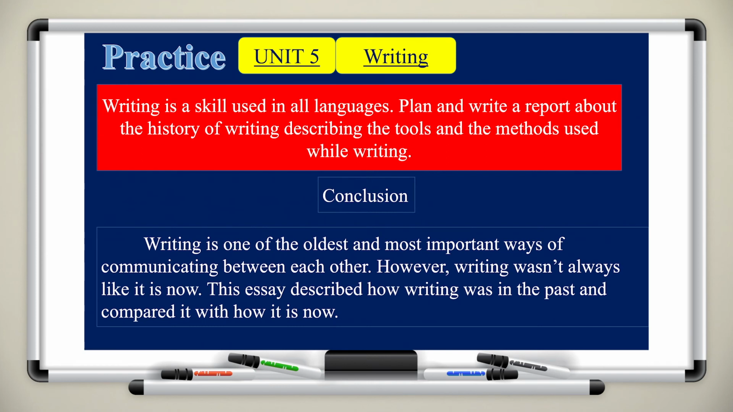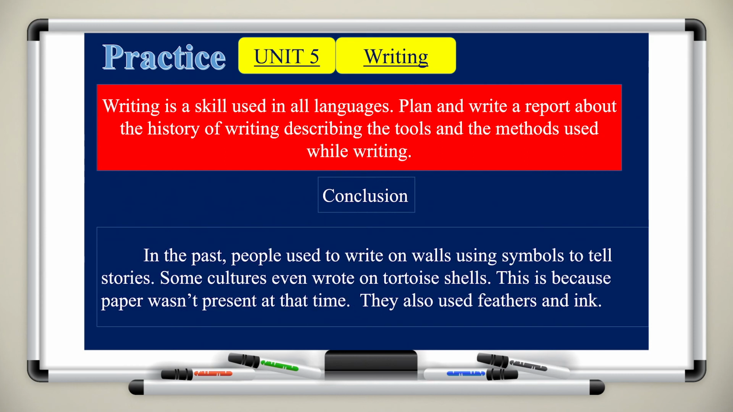Writing is one of the oldest and most important ways of communicating with each other. However, writing wasn't always like it is now. This essay described how writing was in the past and compared it to how it is nowadays, which is printing and typing, with the tools that were used in the past. Okay, or we can use this conclusion.